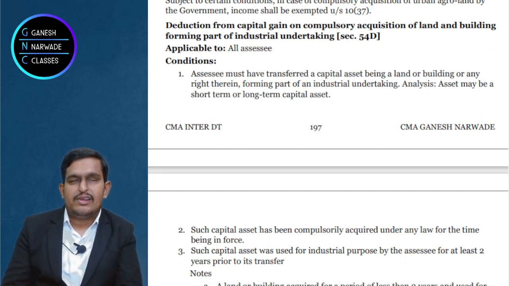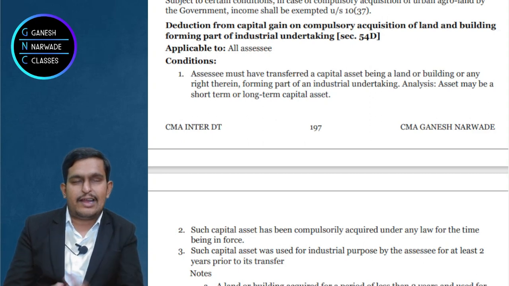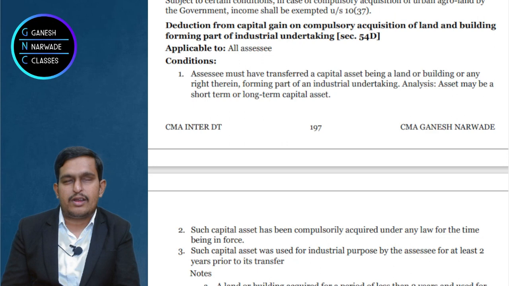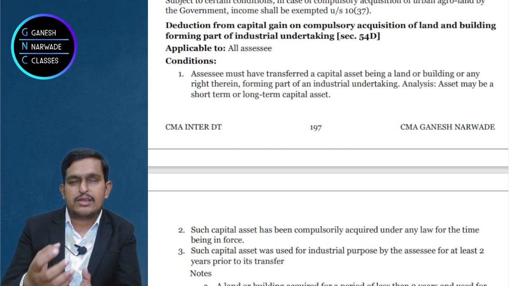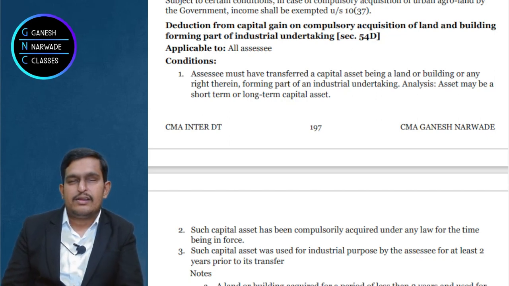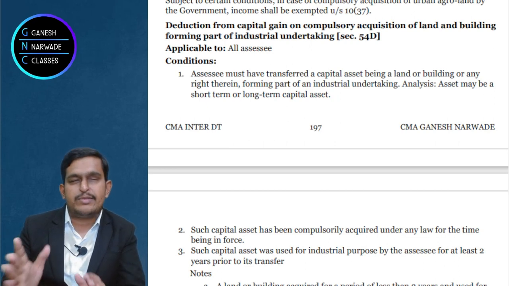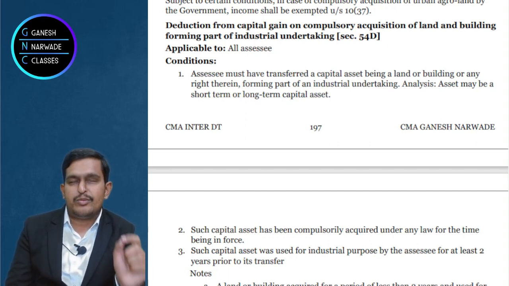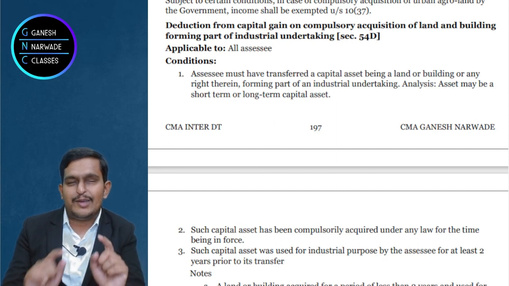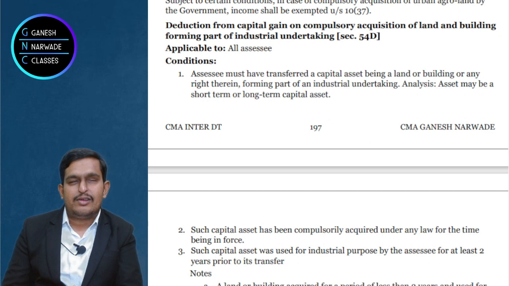Now what happened? Land and building on which industrial activity was conducted, or any right in such industrial undertaking, was taken over, compulsorily acquired by the government. Now that industrial undertaking may be a short-term capital asset or a long-term capital asset. Doesn't matter whether it is short-term or long-term. Did government acquire the industrial undertaking's land, building? If yes, you are eligible for the exemption. Whether it is long-term or short-term capital asset, individual or company, doesn't matter at all. Clear to all of you?